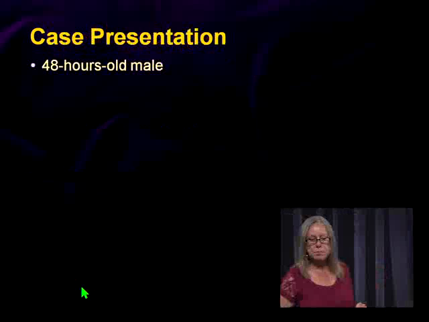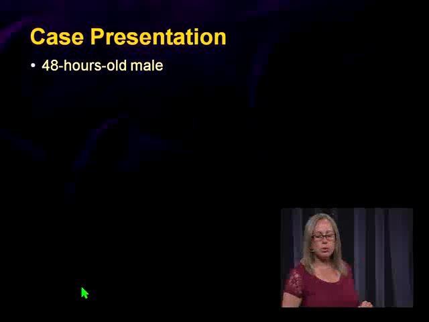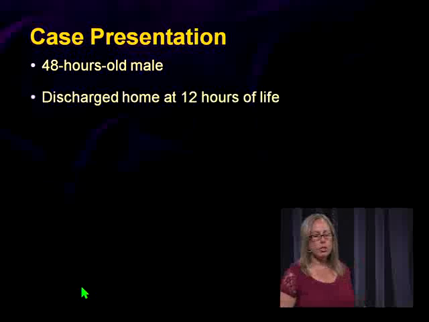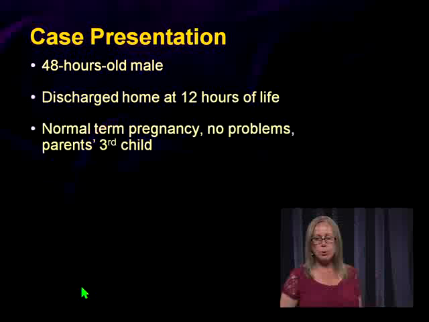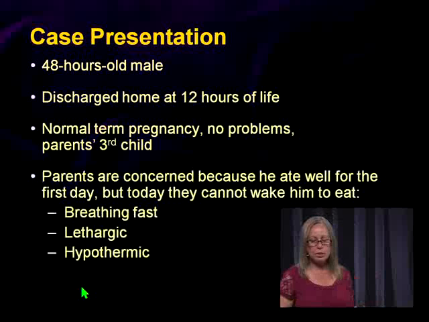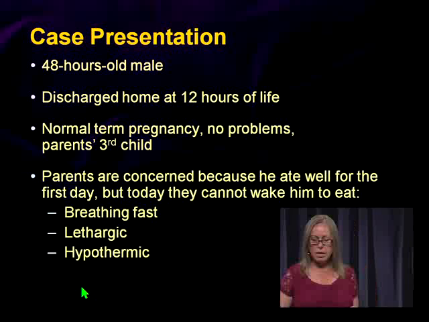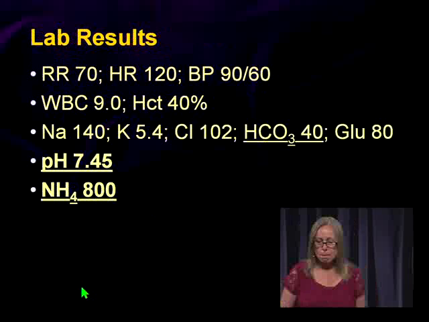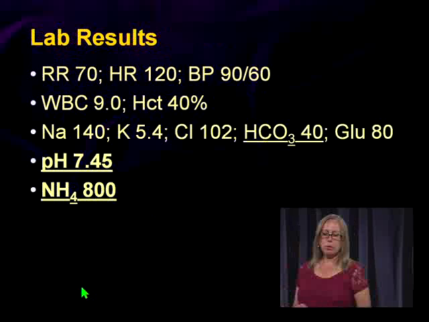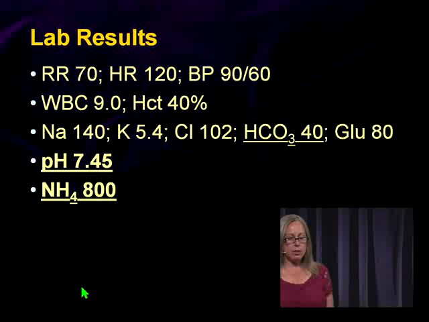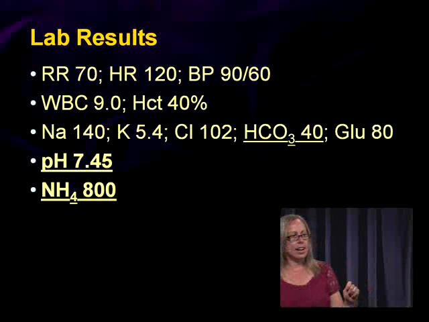So you go to see a 48-hour little newborn boy. He was discharged home at 12 hours of life. He was a normal term pregnancy without any problems, and it's the parents' third child. They were concerned because he ate well for the first day, but they can't wake him to eat. He's breathing fast, he's lethargic, and he has a low core temperature. Vital signs include a bicarb of 40, a pH of 7.45, and an ammonia of 800. So that is a very high ammonia level. I've seen some of the kids push 1,200, 1,500 ammonia. This is not a good thing.